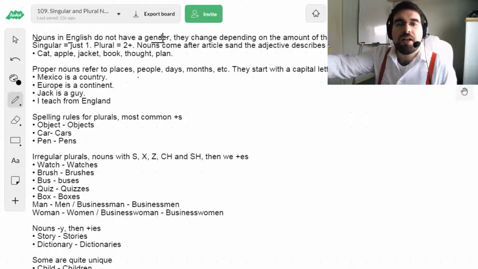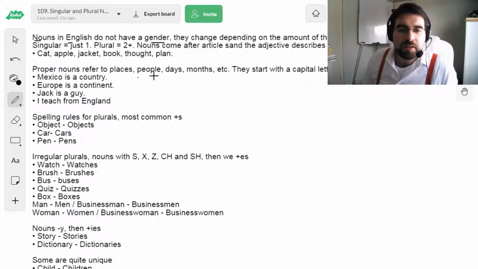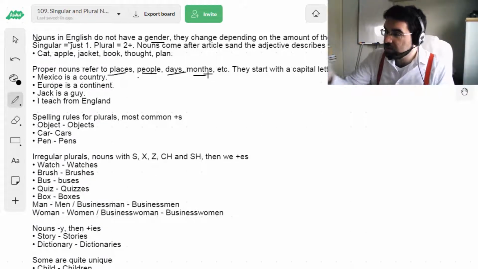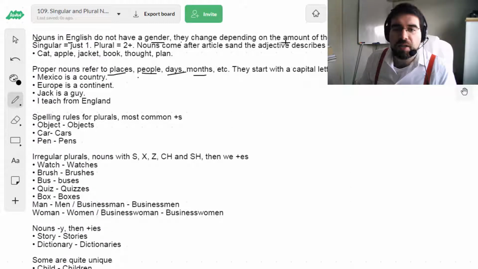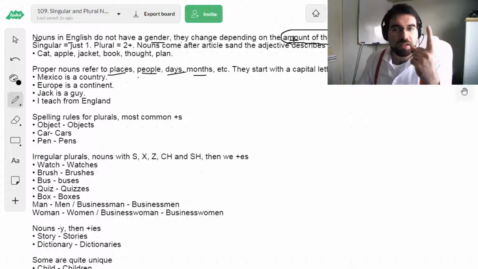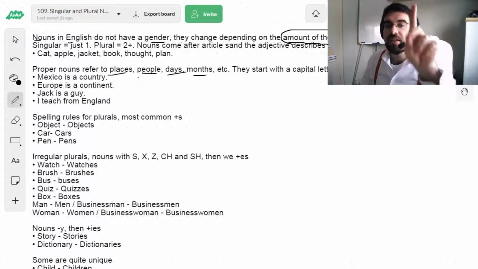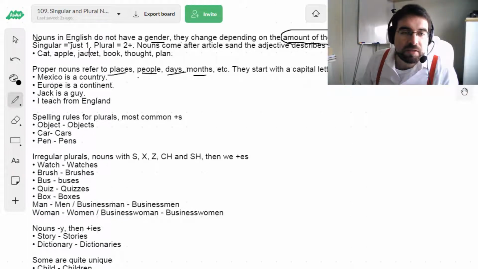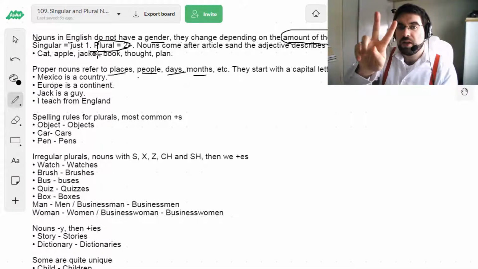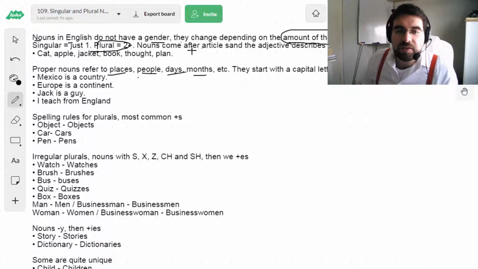Nouns are names of things, people, places, days, months, objects, items, and beyond. They change depending on the amount of them, with regards to singular or plural. Singular is just one, like single. Plural is two plus. And nouns come after an article, and the adjectives describe how the noun is and looks.